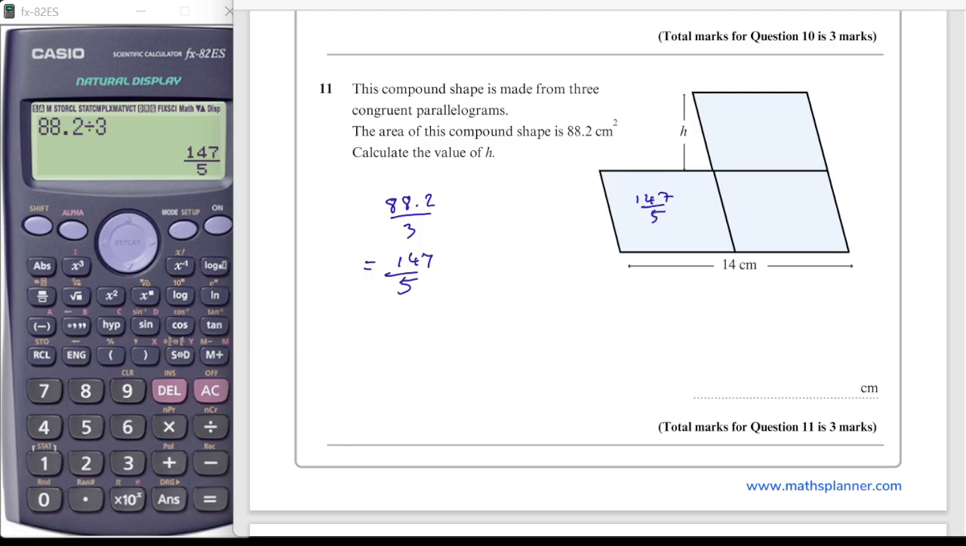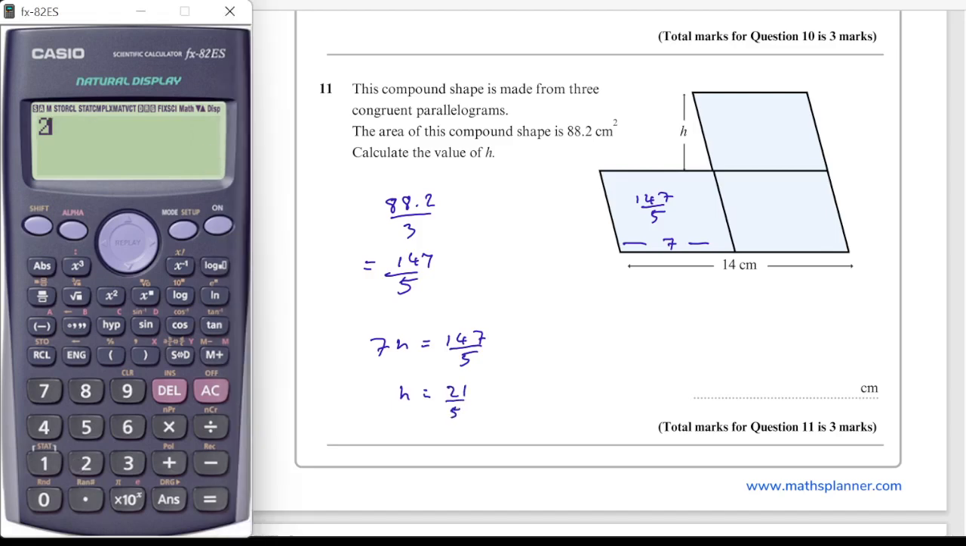Now the area of a parallelogram is base times height. We've got a base length of 7 and the height is what we don't know. So in effect, I'm going to write 7h, 7 times h is going to be equal to 147 over 5. So h is going to be equal to, divide both sides by 7, which gives us 21 over 5. And if I want that as a decimal, 21 divided by 5 is 4.2.